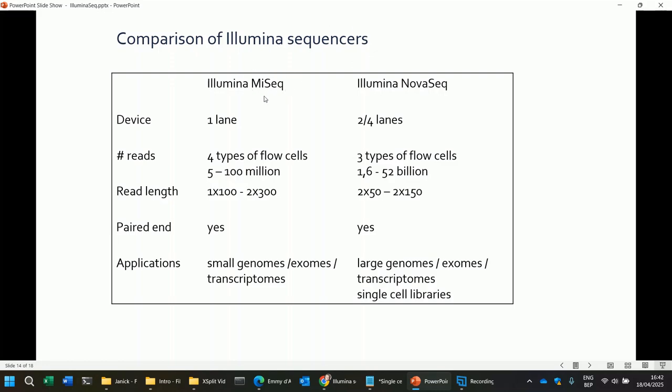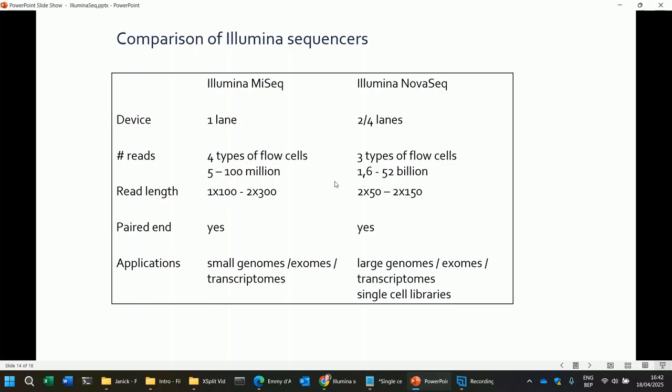The MiSeq sequencer uses traditional unpatterned flow cells that have one lane, while the NovaSeq sequencer uses patterned flow cells with 2 or 4 lanes. The more lanes you have, the bigger the surface you can sequence on, so the more fragments you can sequence, the more reads you can generate, and that's what you see here. So on a NovaSeq sequencer, you can generate a lot more reads than on a MiSeq sequencer.